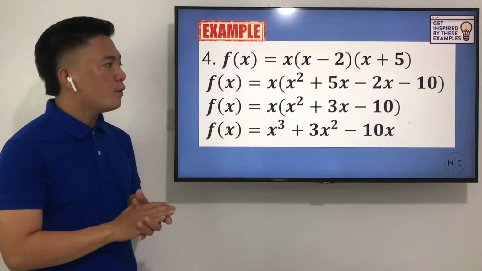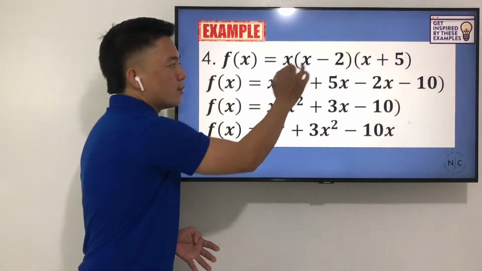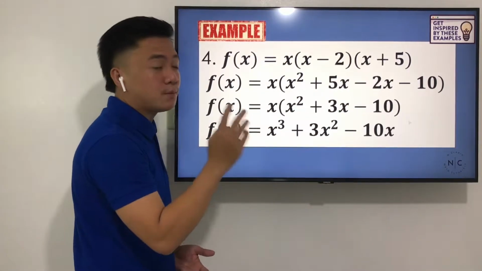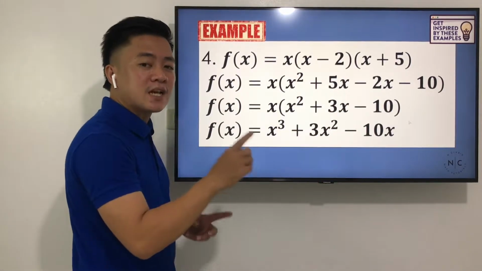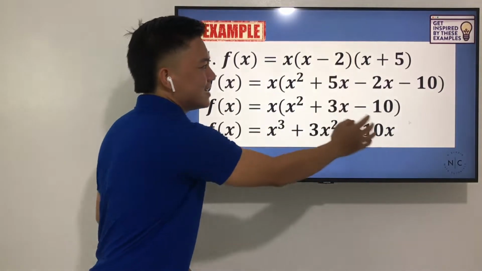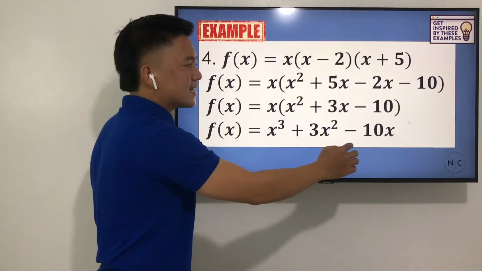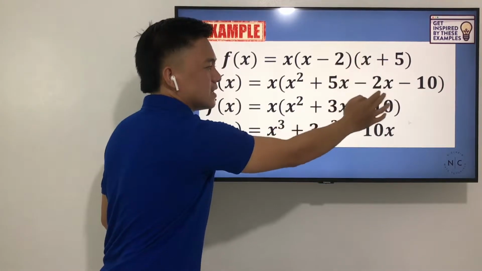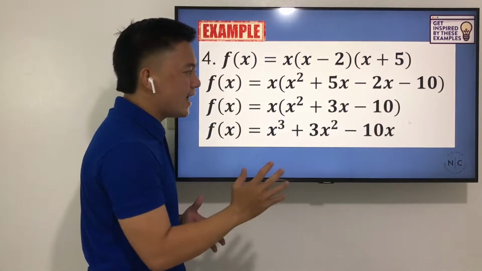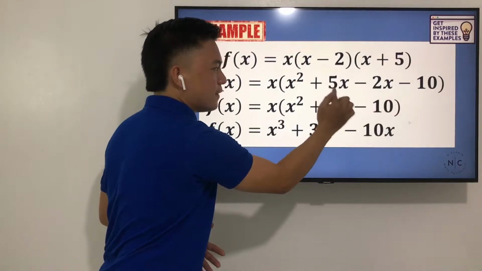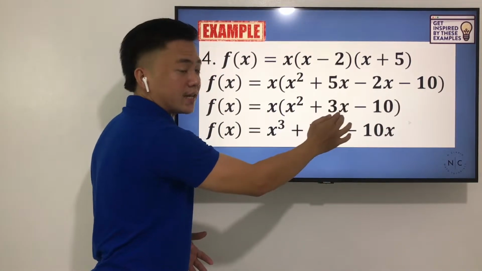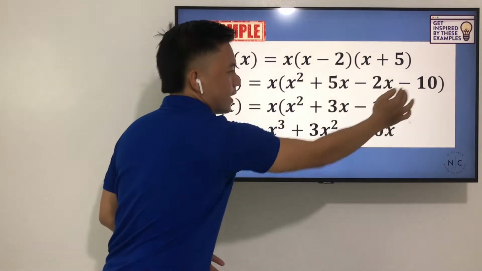So, first, we will use the FOIL method. So, huwag mo muna papansinin si x. Yun munang x minus 2 times x plus 5. So, FOIL method tayo, first, outer, inner, last. So, x times x is x squared, and then x times 5 is 5x, negative 2 times x is negative 2x, and negative 2 times 5 is negative 10. Next, combine like terms yung 5x and negative 2x. So, 5x minus 2x is positive 3x. So, bring down natin si x squared, and then si negative 10.